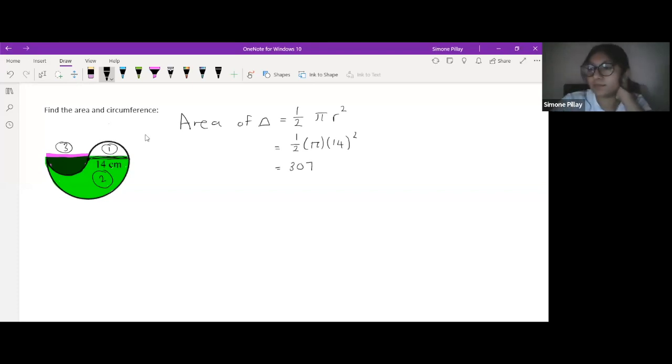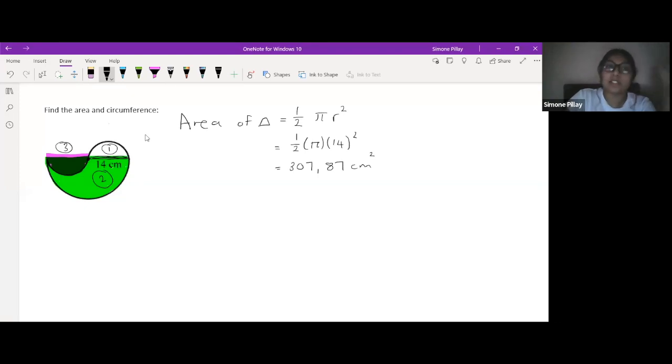87. Comma 87. Just a tip for you guys. If they don't say how many decimals to round off, the standard that we always do is just two. So just always go with two if there's no instruction. Okay, so that's the area of the semicircle. Does that make sense? Yes, ma'am.